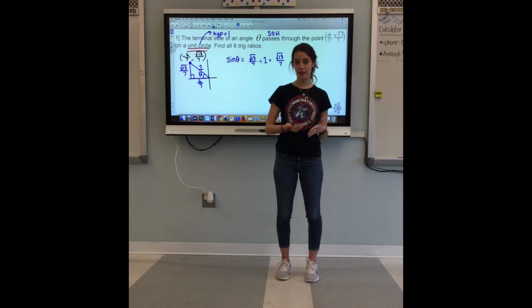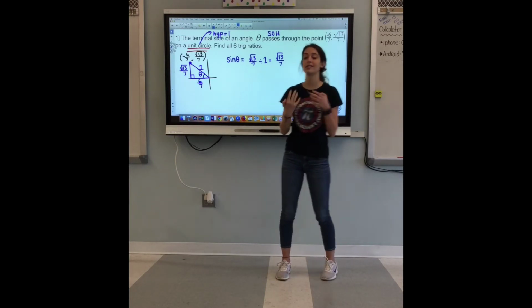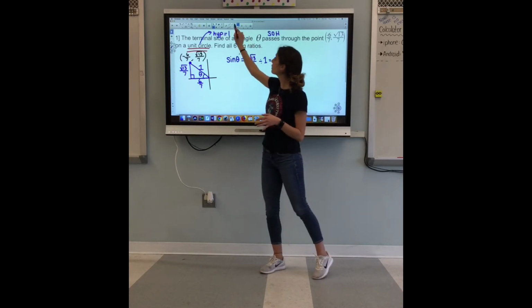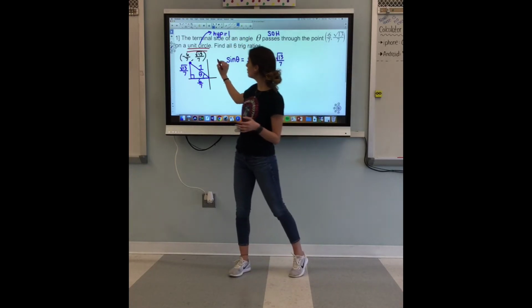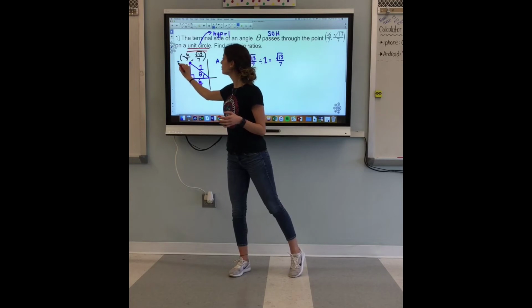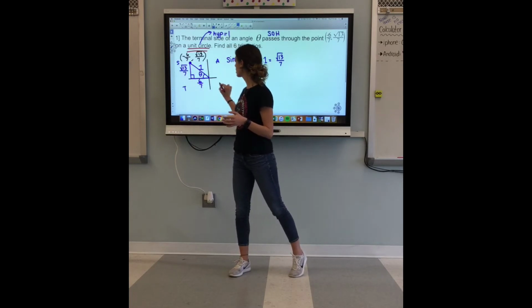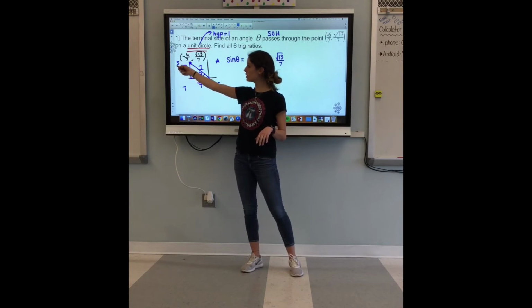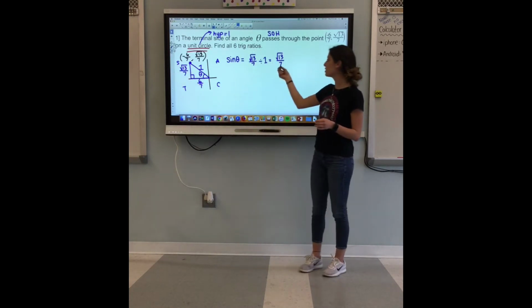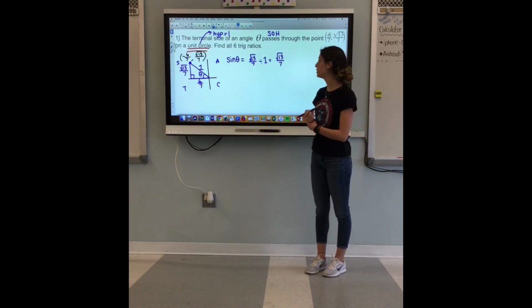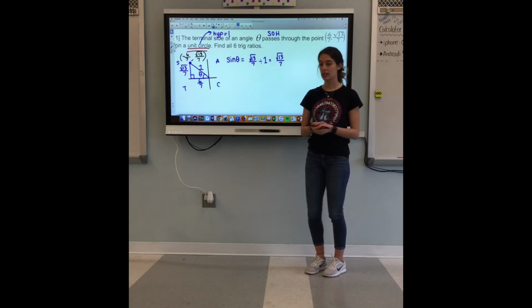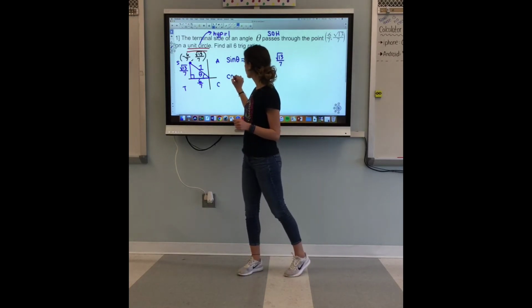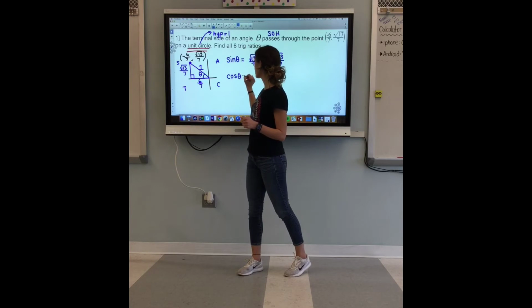What you do have to keep in mind, though, is the sign of this. So to figure out if this is positive or negative, you use ASTC. We are in the second quadrant where sine is positive, so this is positive. Okay? Now the next thing we are going to find is cosine of theta.